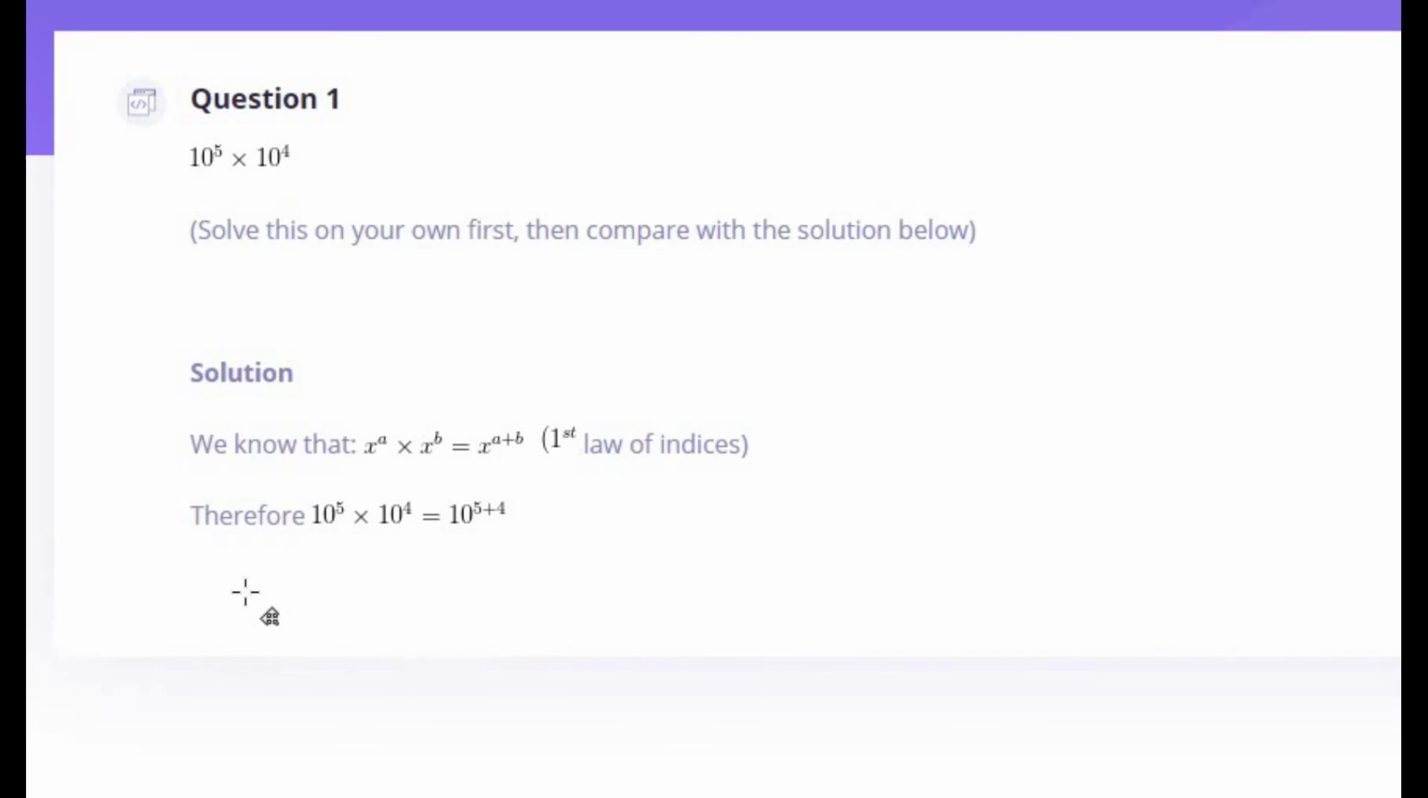So let's look at this example now. 10 raised to the power 5 times 10 raised to the power 4. It now says 10, which is the common term in both places, raised to the power 5 plus 4. And that's a very simple way to solve this question. And you have your answer right there, 10 raised to the power 9. And that is the answer.